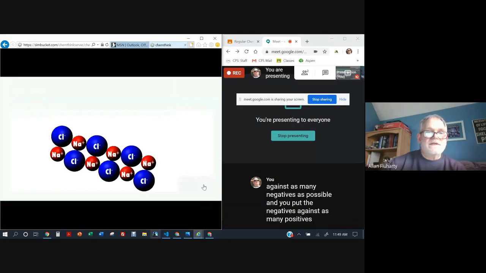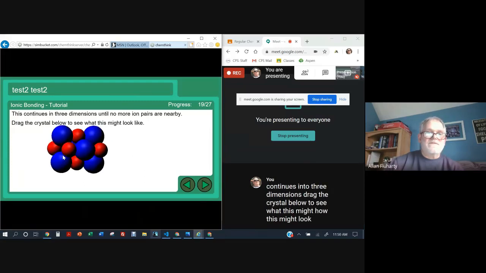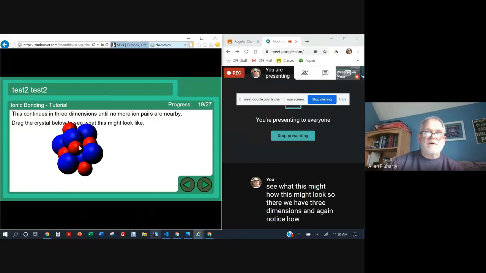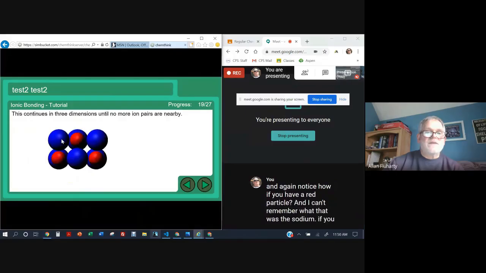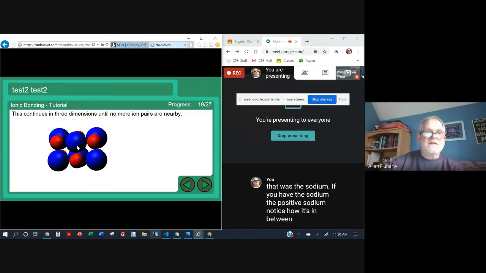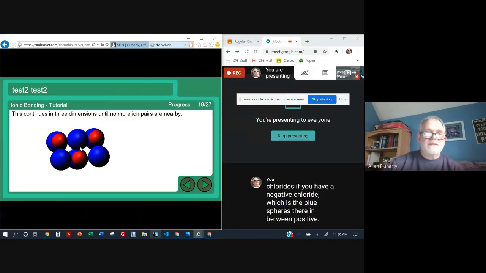This continues into 3 dimensions. Drag the crystal below to see how this might look. So there we have 3 dimensions. And again, notice how if you have a red particle, and I can't remember what that was, the sodium. If you have the sodium, the positive sodium, notice how it's in between the negative chlorides. If you have a negative chloride, which is the blue spheres, they're in between positive sodium.